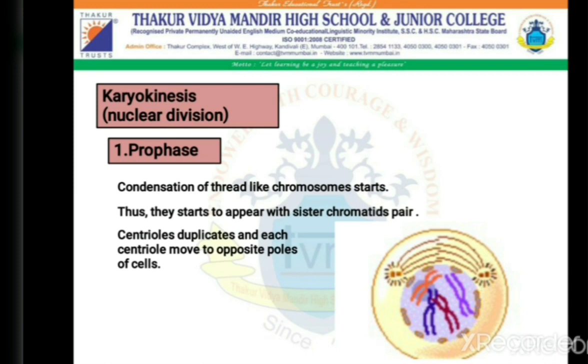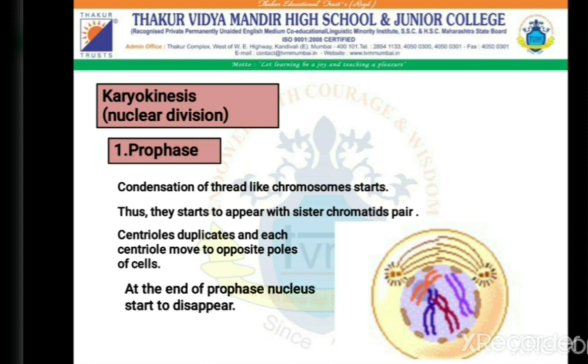Centriole duplicates. If you recall, initially we have seen only one centriole. In this stage, the centriole duplicates, and each centriole starts moving to the opposite poles of the cell, as is observed in the diagram.